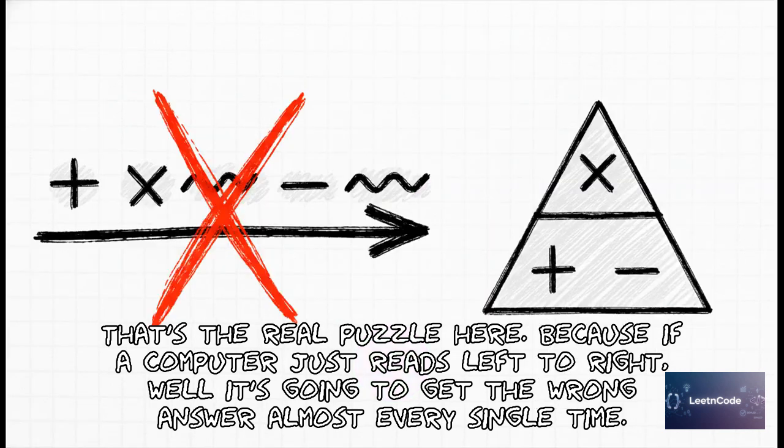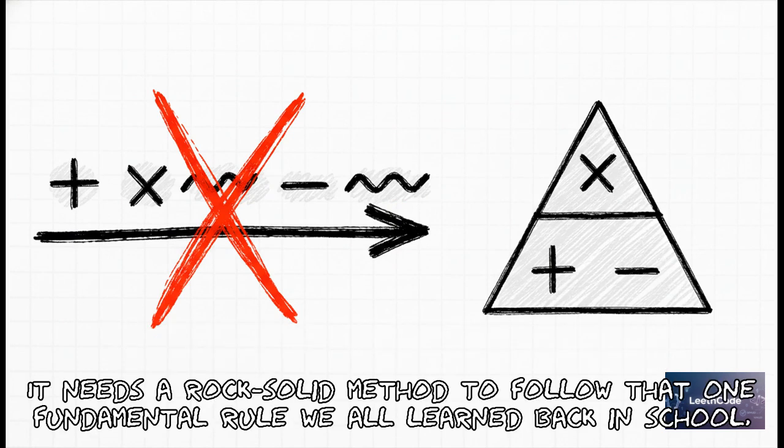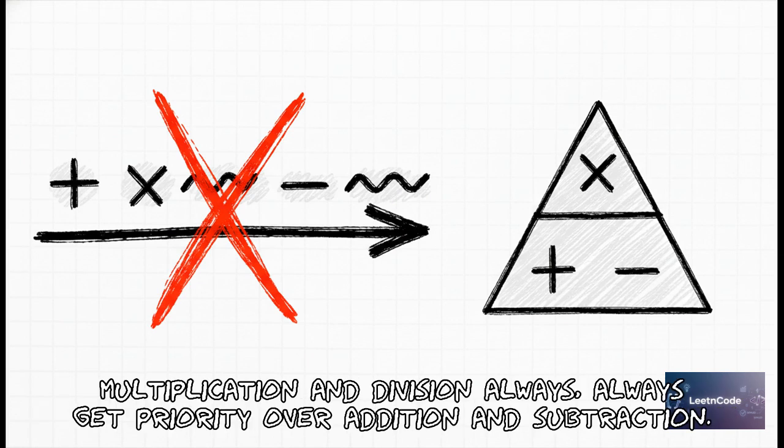Because if a computer just reads left to right, well, it's going to get the wrong answer almost every single time. It needs a rock-solid method to follow that one fundamental rule we all learned back in school: multiplication and division always get priority over addition and subtraction.